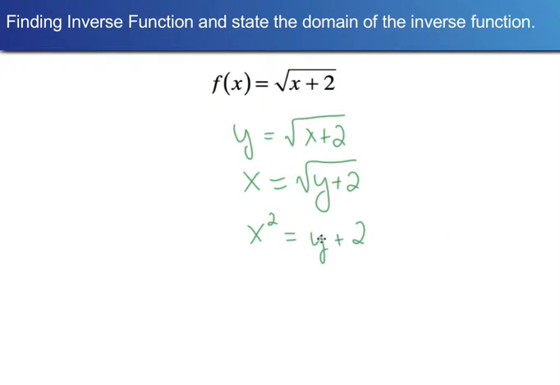And that gives me y plus 2. And then we will subtract 2 from both sides. So now I have x squared minus 2 is equal to y, and that is my inverse function. And I'm going to use the correct notation. Now, does anyone see a problem?